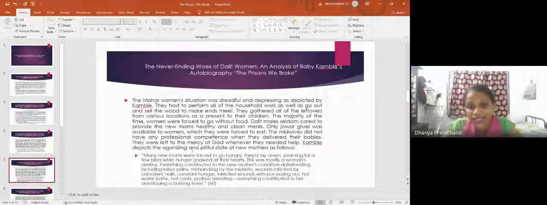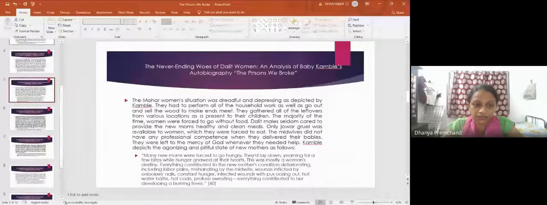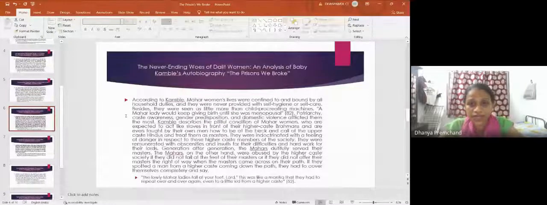Campbell depicts the agonizing and pitiful state of new mothers as follows. Many new moms were forced to go hungry. They would lay down, yearning for a few bites, while hunger gnawed at their hearts. This was mostly a woman's destiny. Everything contributed to the new mother's condition deteriorating, including labor pains, mishandling by the midwife, wounds inflicted by onlookers' nails, constant hunger, infected wounds with pus oozing out, hot water baths, hot coats, profuse sweating, everything contributed to her developing a burning fever.